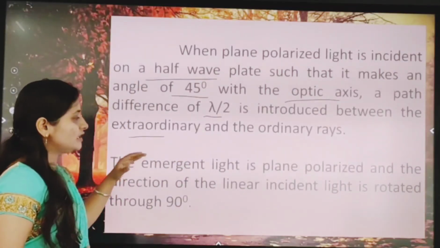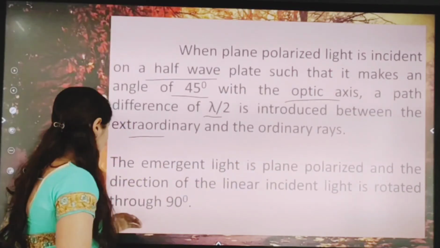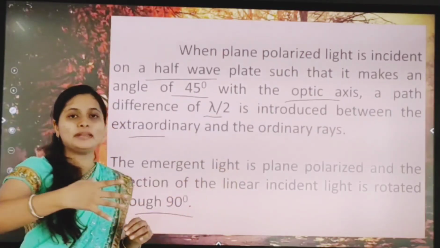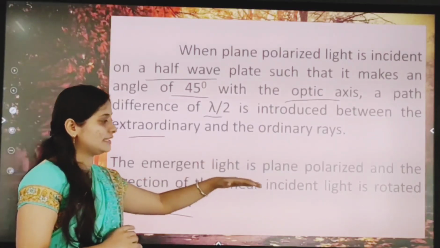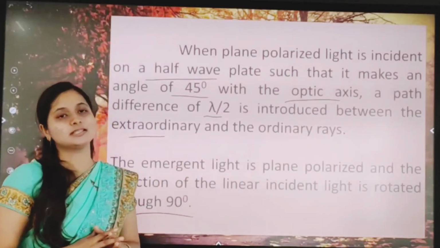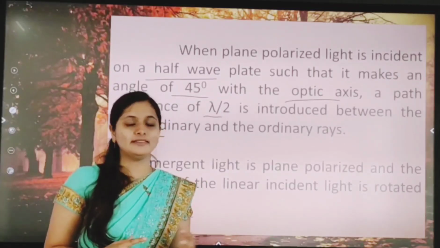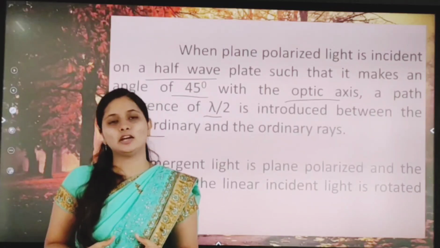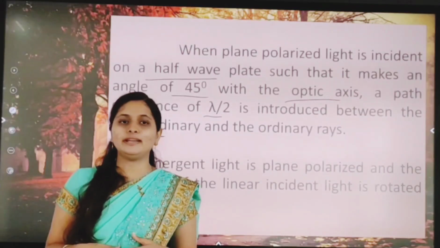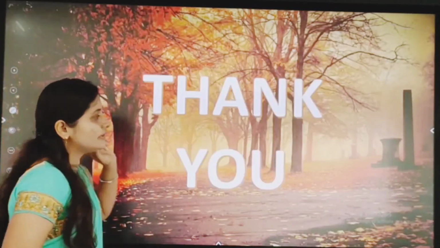So the emergent light is plane polarized, and the direction of the linear incident light is rotated through 90 degree. Okay, so this is the explanation for the half wave plate. In today's video we studied the retardation plate and its types: two types of retardation plate, the quarter wave plate and the half wave plate, and their explanation as well as the path differences. Okay, so we'll continue in the next class.